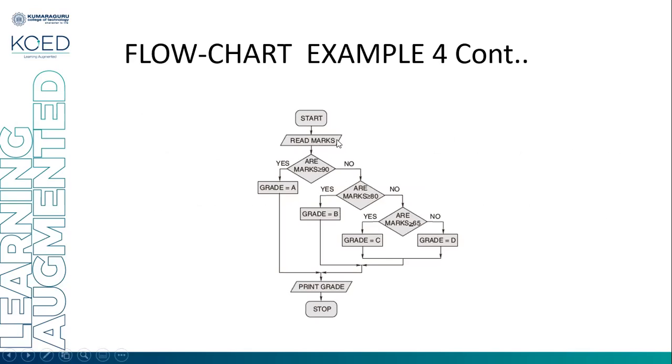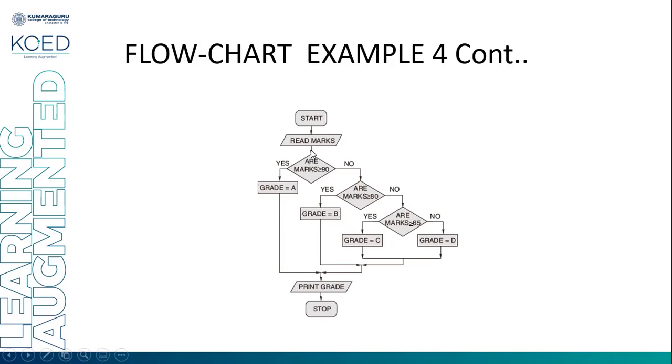Start, read marks. We have to read the marks into a variable, for which a parallelogram is used, and we check using the diamond symbol: are marks greater than or equal to 90? Yes, then grade A is allocated. Then we join the line here, and the arrow goes to print grade and stop.